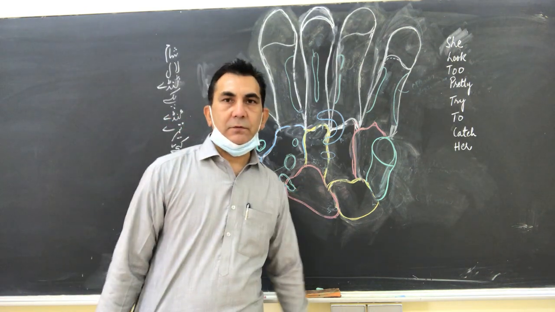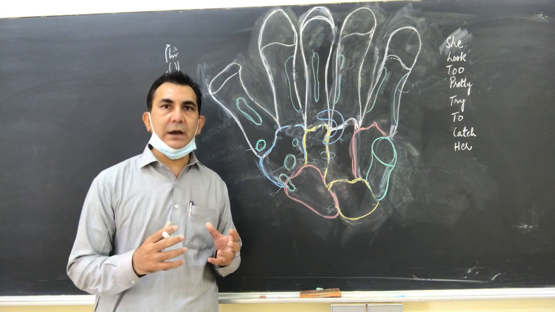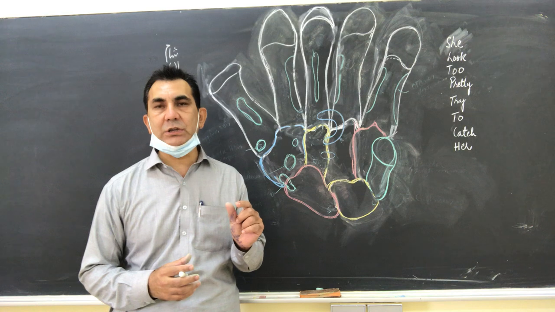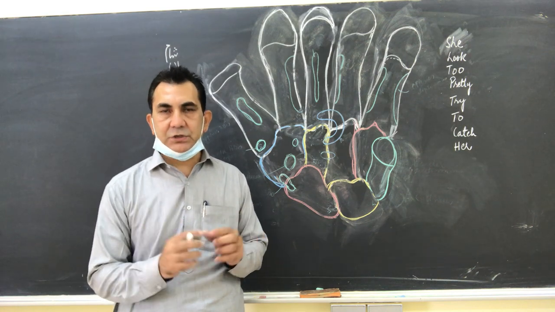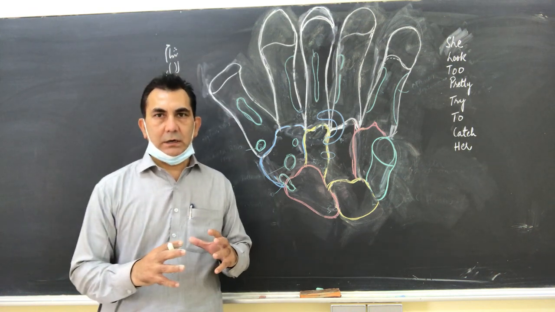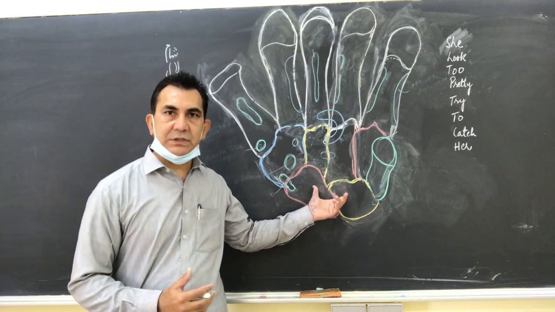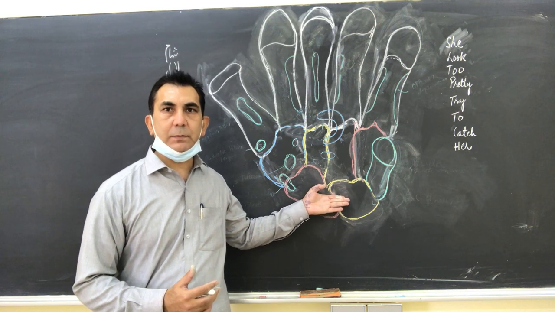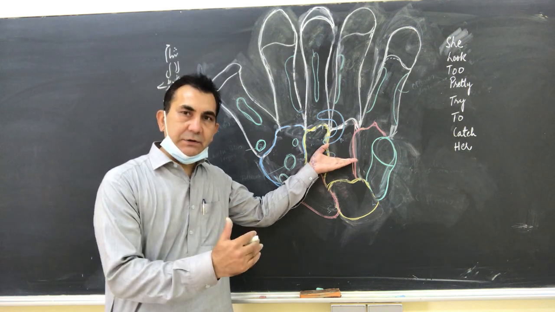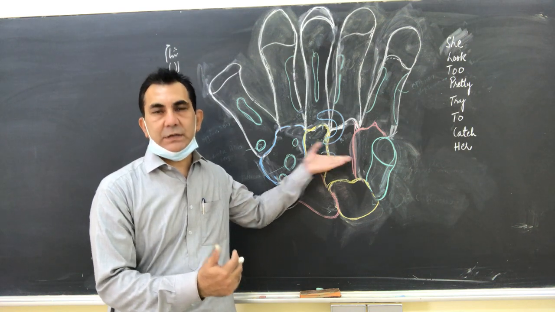The wrist joint is made up of eight small bones, like small stones in structure, present in our wrist joint. They are located in two rows. The four carpal bones in one row are called the proximal row, and the four carpal bones lined up in the other row are called the distal row of the carpus in the wrist joint.